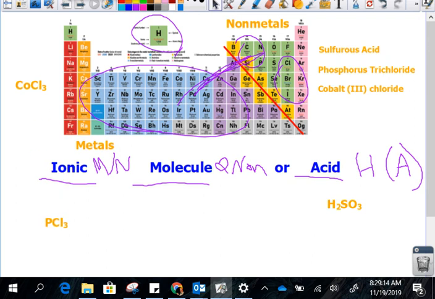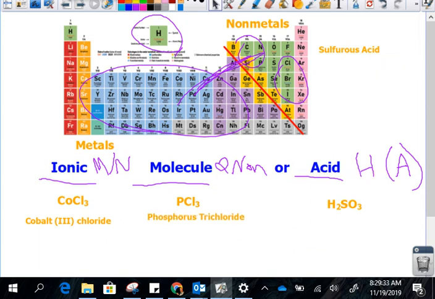This is phosphorus and chlorine. Those are both nonmetals, a molecule. And this is cobalt and chlorine. Cobalt's a metal, so that's ionic. And then their names follow the same pattern. Cobalt and chlorine, ionic. Phosphorus and chlorine, molecule. And then acids are very easy to identify. The name literally says acid in the name.